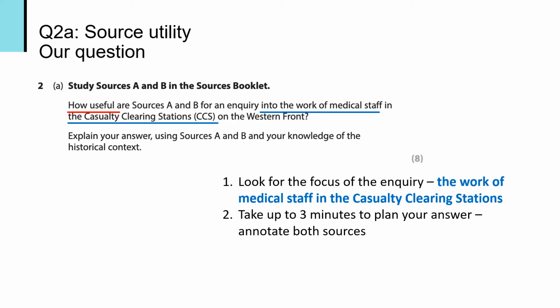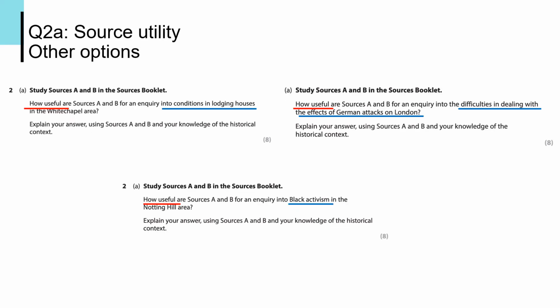Take up to 3 minutes to plan your answer. Annotate both sources. Here we have some examples of source utility questions on the other papers. We've got an example here from the Crime and Punishment paper, the Warfare paper, and the Migrants in Britain paper. And again, we've used blue to underline and highlight for you the focus of the inquiry for each question.